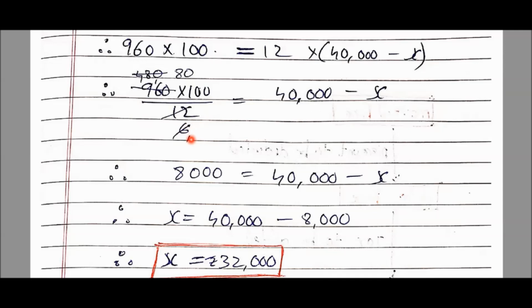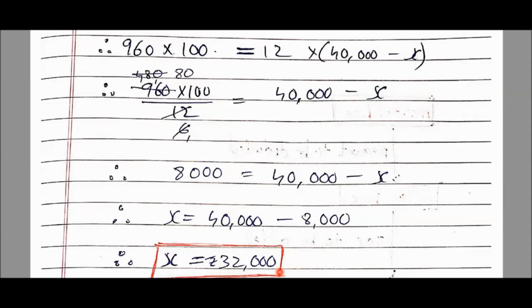Cancelling with 2, 6 twos are 12, 6 ones are 6... I'm left with 8,000 here. Minus X comes here, so it becomes plus X, and my answer is 32,000. Students, this is the pure cost price of the retailer when he purchased, for example, from a wholesaler.